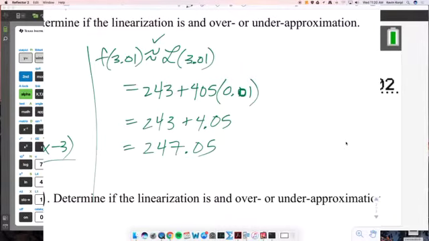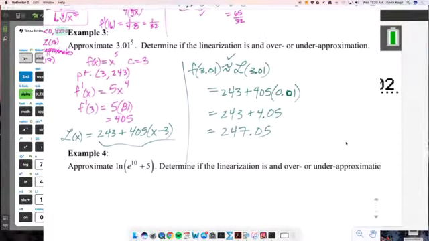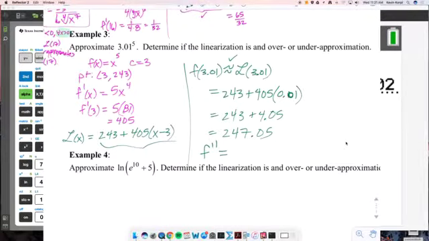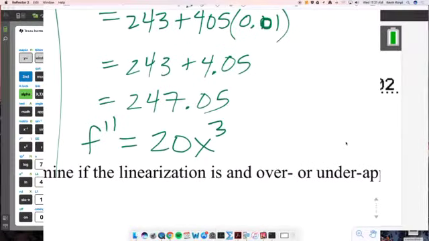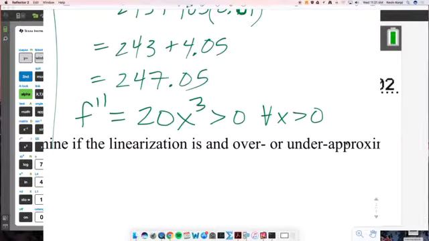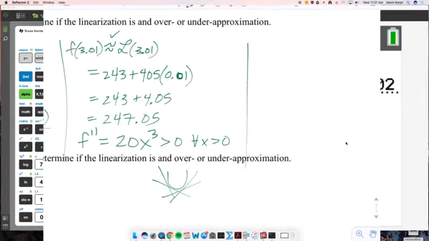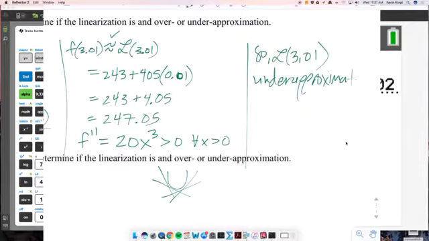Now, is that too big or too small? Let's see. We got to find the second derivative. The second derivative is 20x to the third power, which because we're working from 3 to 3.01, we'll just say that this is positive for all x greater than 0, right? So that covers the interval we're working in. Everything to the right of 0. So if the graph then is concave up, our tangent lines are below. So now you'd say, L of 3.01 under approximates f of 3.01. In other words, the actual value is a little bit bigger than that.